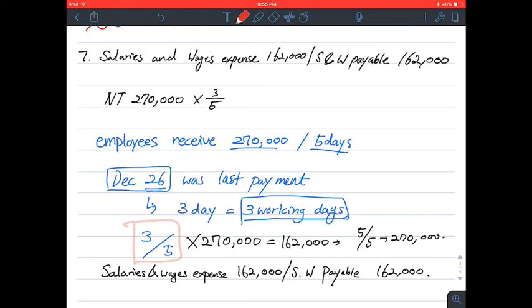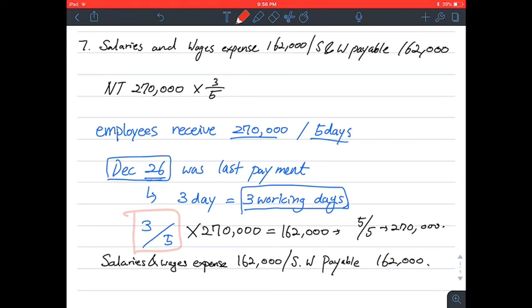And that's very simple. And let's move on to number 7. So it says Huang pays his employees total salaries of $270,000 every Monday for the preceding 5-day week. On Monday, December 29, employees were paid for the week ending December 26. All employees worked the last 3 days of 2017. So basically, it's saying that they are weekly paid workers.